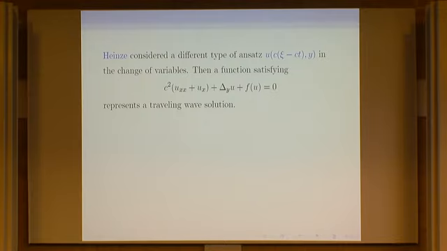Well, usually when we study traveling waves, we use the ansatz x minus ct. However, there's a different ansatz proposed by Heinz. So he used such an ansatz, and then a function satisfying this equation represents a traveling wave solution.